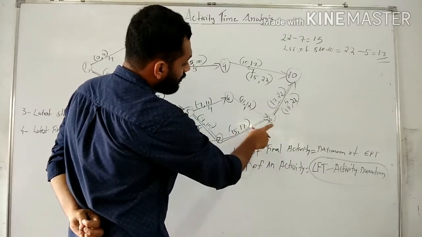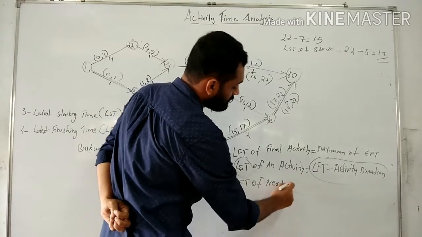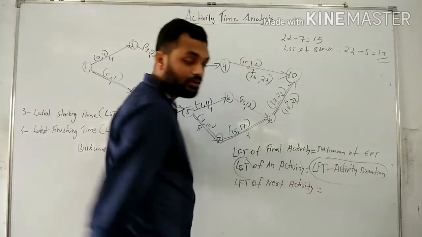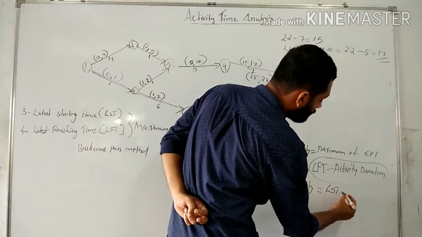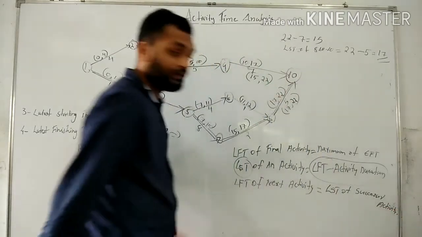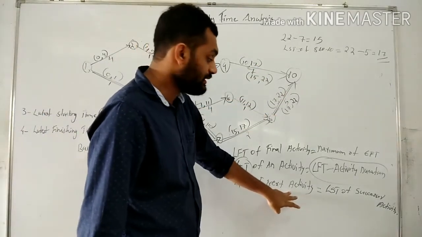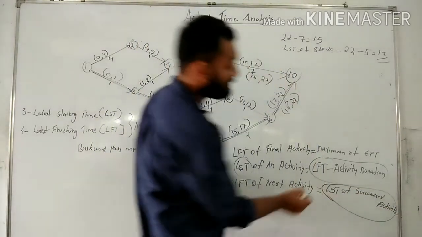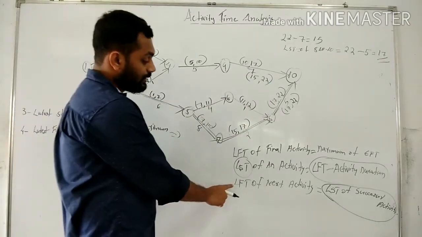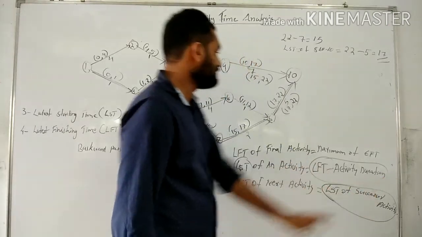Then for the next activity, we follow the backward pass method. So in the backward pass, the LFT of an activity, except for the final activity, is equal to the LST of the successor activity. ഒരു ആക്ടിവിറ്റിയുടെ LFT എന്ന് പറയുന്നത്, ഫൈനൽ ആക്ടിവിറ്റി ഒഴികെയുള്ള ബാക്കിയുള്ള എല്ലാ ആക്ടിവിറ്റീസിന്റെയും LFT എന്ന് പറയുന്നത് സക്സസർ ആക്ടിവിറ്റിയുടെ LST ആണ്.